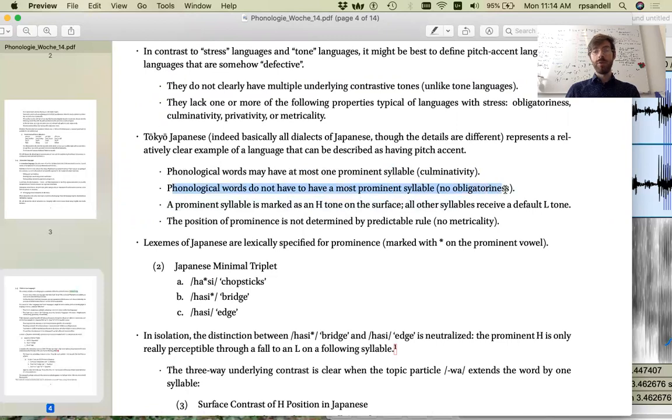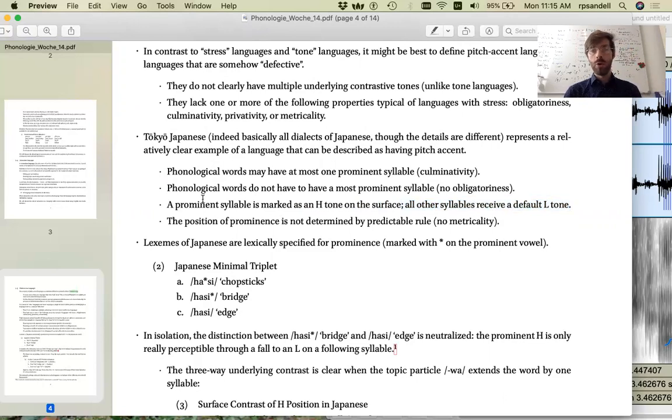to have a most prominent syllable. So in contrast to English or Italian, languages with clear stress, it's not necessary that a phonological word have a most prominent element. And in this language, when we find a most prominent syllable, it will appear as having a high tone on the surface, and all of the other syllables in the phonological word will receive a low tone.